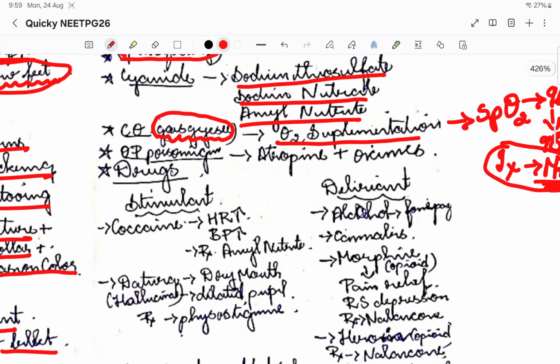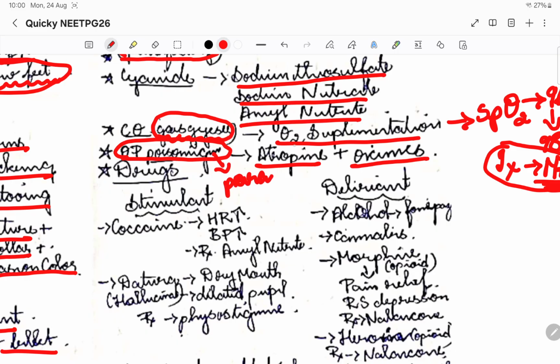Okay, then coming to OP poisoning, our favorite topic since our third year, right? So organophosphorus poisoning, all farmers and all. If it is a farmer, and suddenly there was an insecticide or a pesticide infusion that happened, it is definitely going to be organophosphorus poisoning. So here the management will be atropine and oxime, pralidoxime. In organophosphorus poisoning, the main thing is there is an increased parasympathetic system.